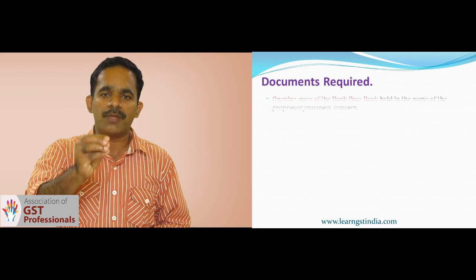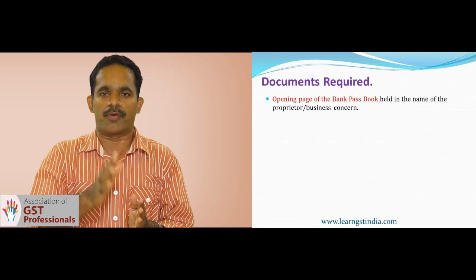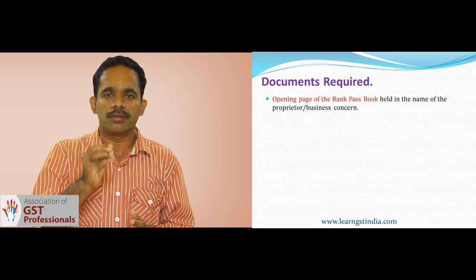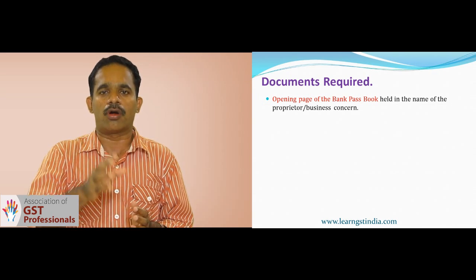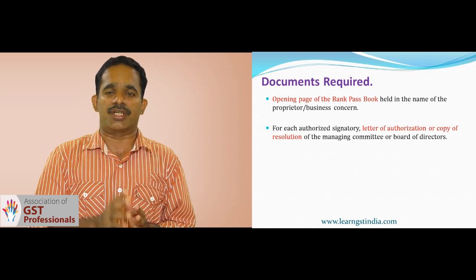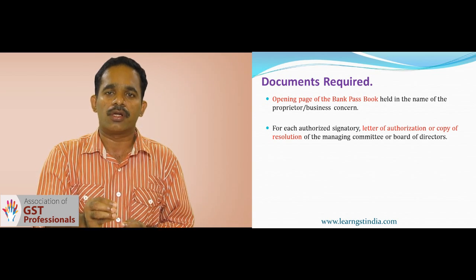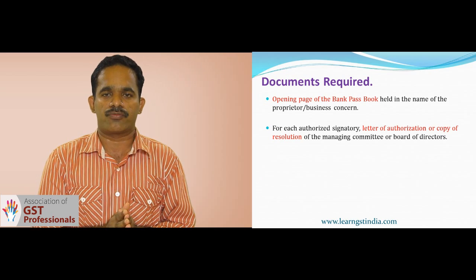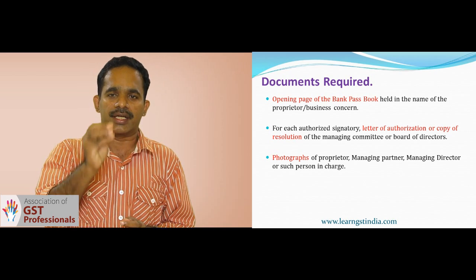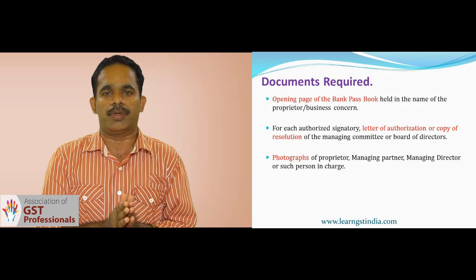Next, the opening page of the passbook of the proprietor or the business concern should be provided. It will include the bank account number, bank branch, IFSC code or MICR code, etc. A letter of authorization or resolution passed by the business concerned should be provided for each authorized signatory. A photograph of the proprietor or the directors or partners should be provided along with all the documents.